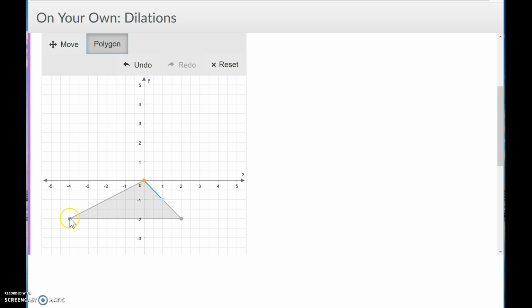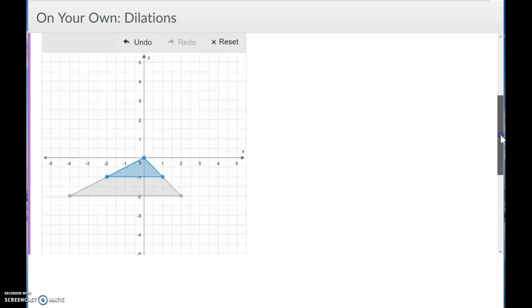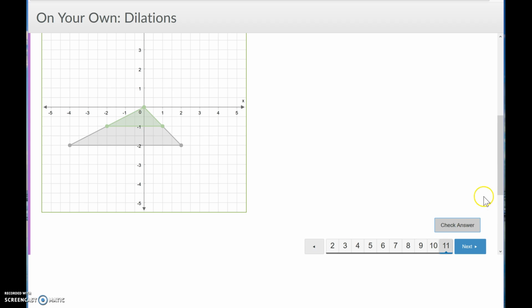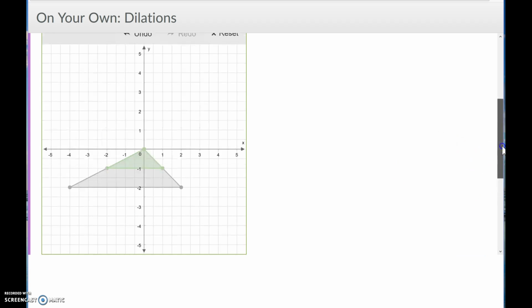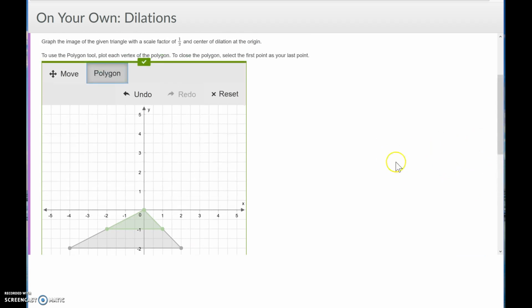And this one is negative 4 times 1/2, which would be negative 2, and negative 2. And that's how you dilate by a scale factor of 1/2. And that is On Your Own Practice 1.14 Dilations.